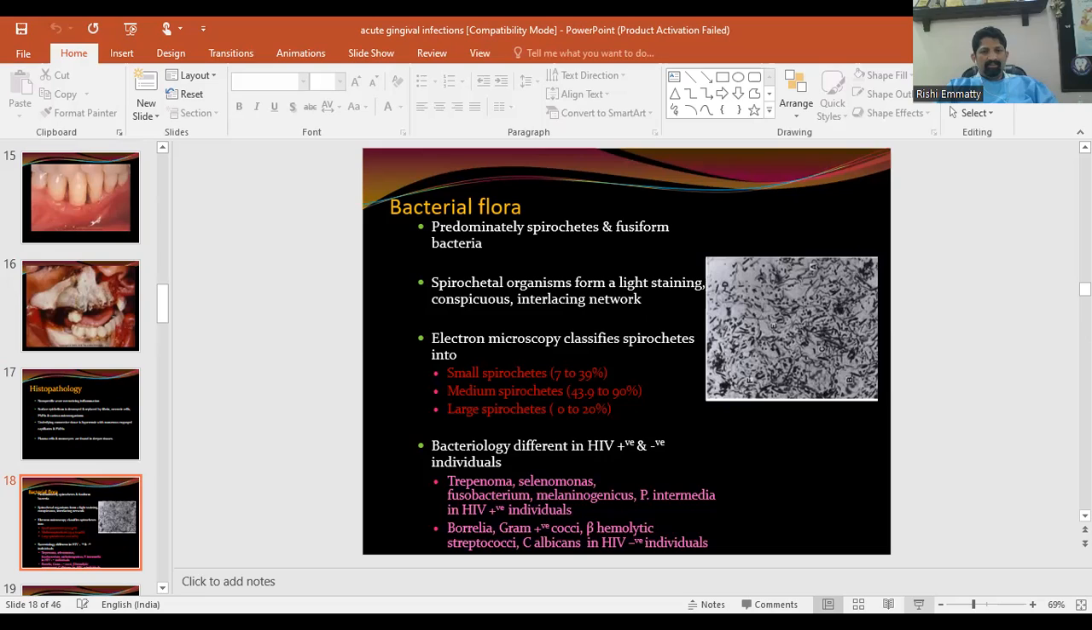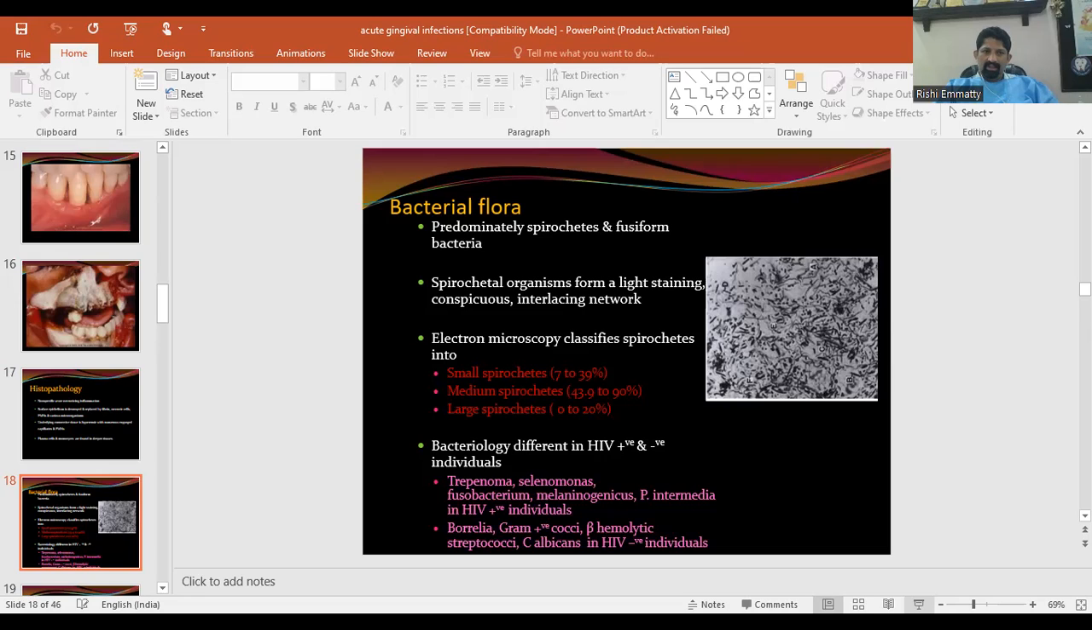The interesting part is that the bacteriology is different in HIV positive and HIV negative individuals for NUG. In HIV positive individuals, Treponema denticola, Selenomonas, Fusobacterium, Prevotella melaninogenica, and Prevotella intermedia are seen mainly. For HIV negative individuals, mainly Borrelia vincentii, gram positive cocci, beta hemolytic streptococci, and Candida albicans are seen. It's an interesting finding for NUG, because the bacteriology is entirely different in HIV positive and HIV negative individuals.